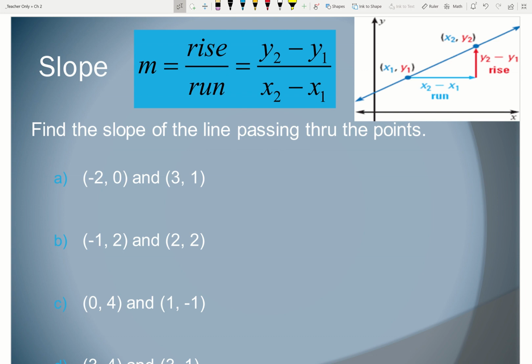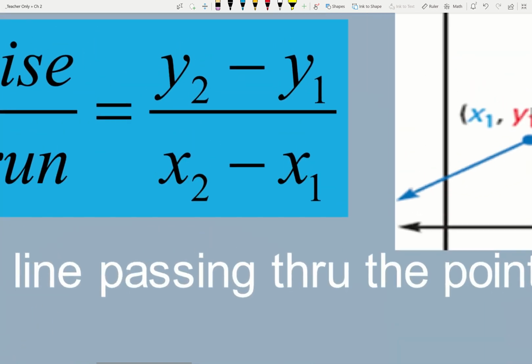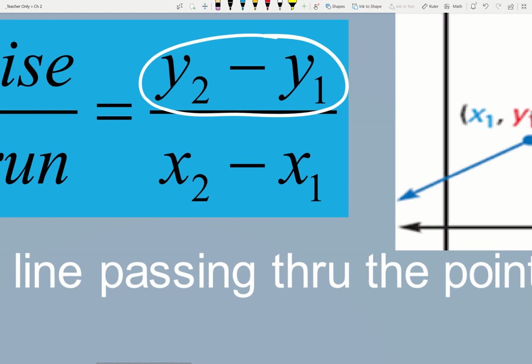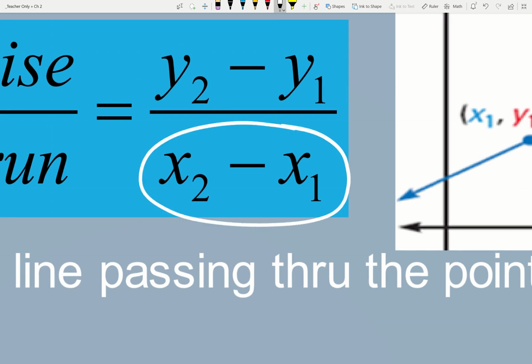Okay, and we don't always have a nice grid to be able to interpret slope as rise over run, so given 2 points, we need more of an algebraic way to calculate our slope, and that is up here with your slope formula. Okay, so all this says is you want to take the difference of your y-coordinates and divide that by the difference of your x-coordinates.